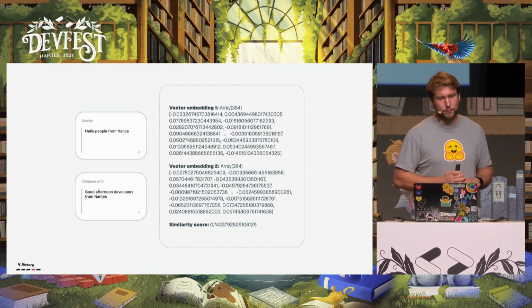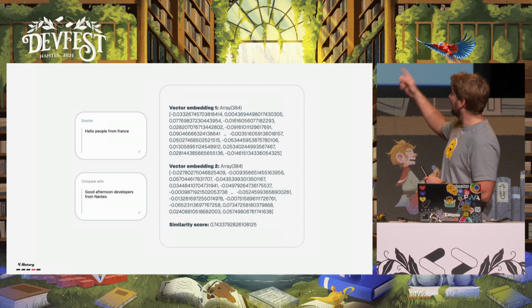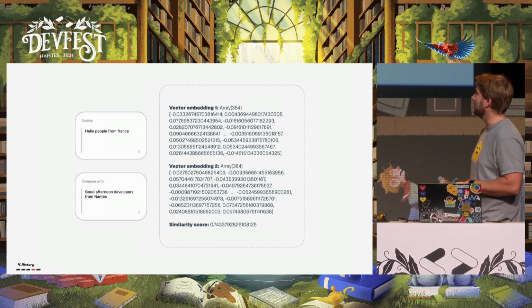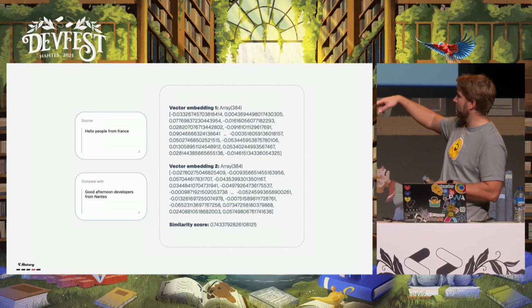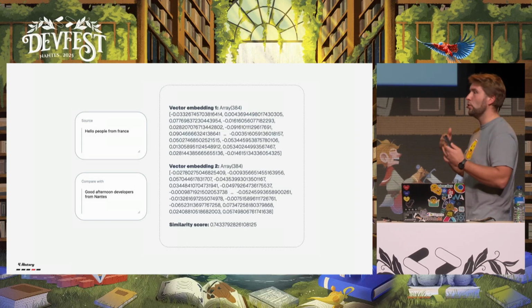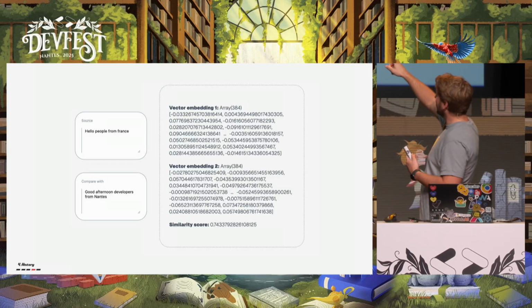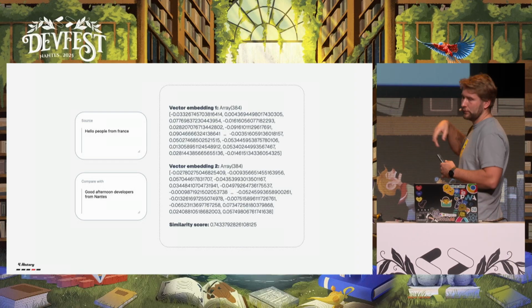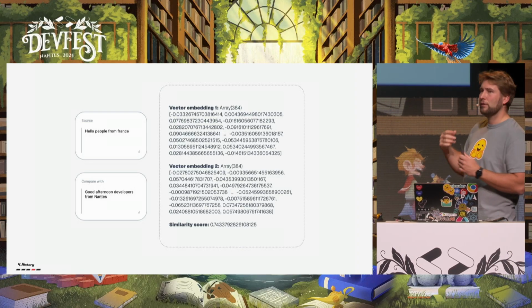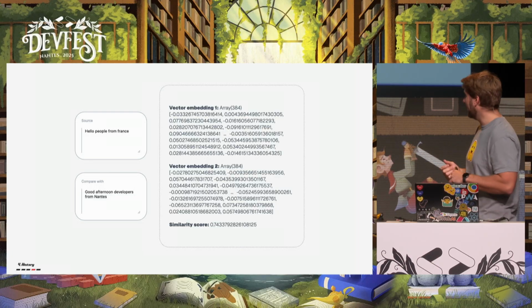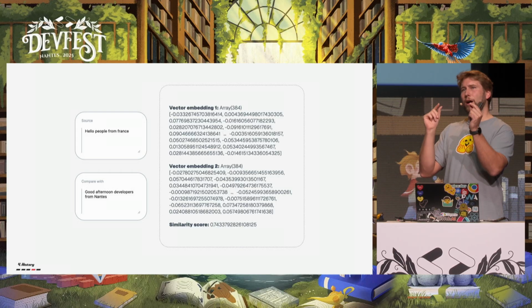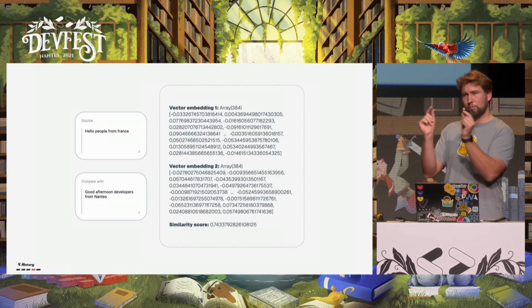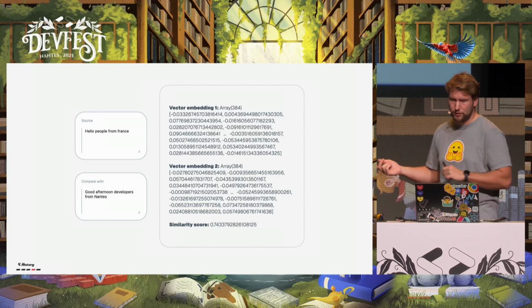That's the example. We can see that we have a source, "hello people from France," and then we have another source, "good afternoon developers from Nantes." As you can see, there are no shared words in that, but we have the vector representation for both of those sentences, and we can calculate a cosine similarity score, which is basically the idea of how close those two sentences are in this multidimensional vector space.